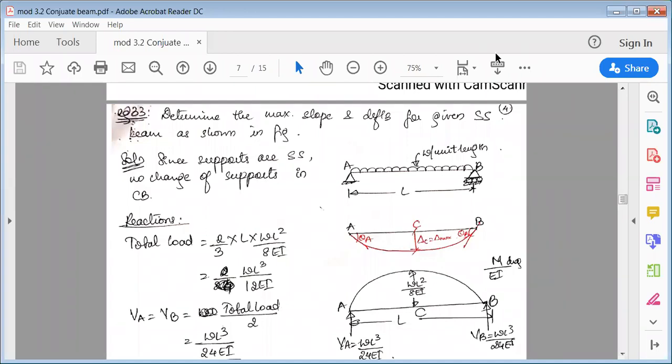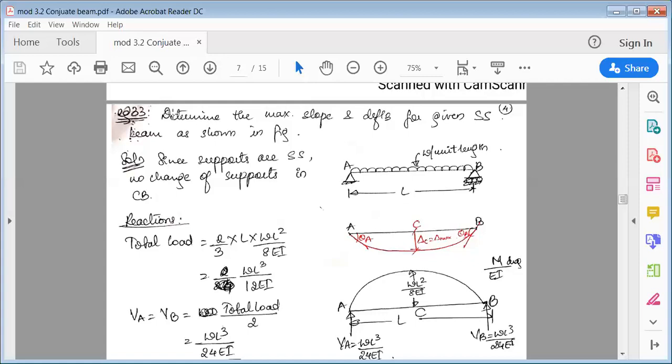The next problem is: determine the maximum slope and deflection for a given simply supported beam as shown in the figure. It is a simply supported beam, that is, one end has a hinge, the other has a roller. It is still treated as simply supported because a roller support has only one reaction, upward, and the hinge support has two reactions, upward and horizontal. But in beams, the horizontal movement is considerably negligible, so we are going to ignore this and take only the vertical reaction here.